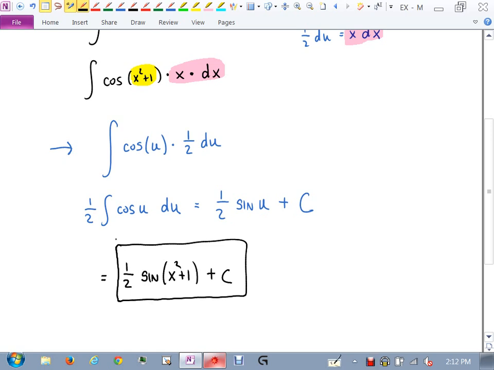Now there is some good news. You can always check your answer. Because the derivative of that should be what?